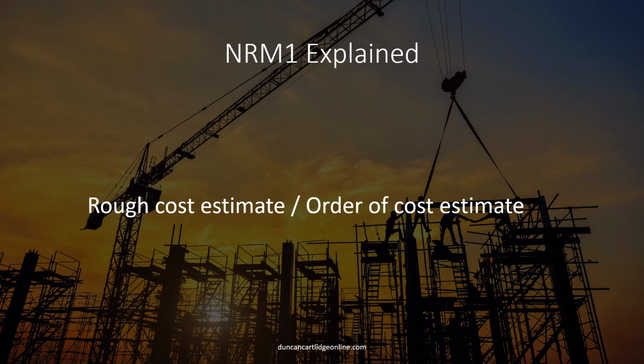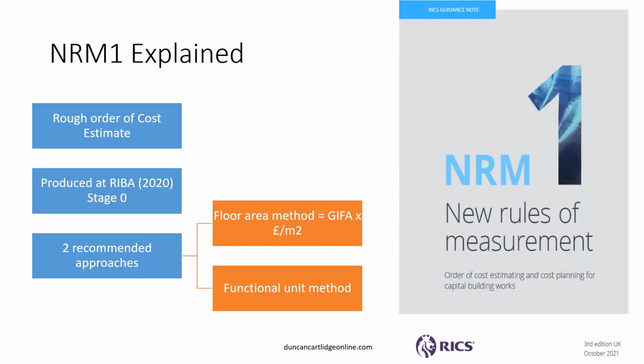So, let's start looking at how to prepare cost estimates. When calculating a rough order of cost estimate, there are two recommended approaches: using gross internal floor area or the functional unit method. Examples of functional units are given in an appendix.